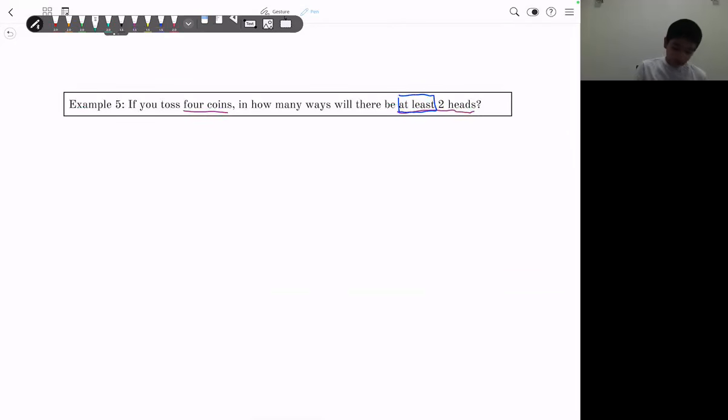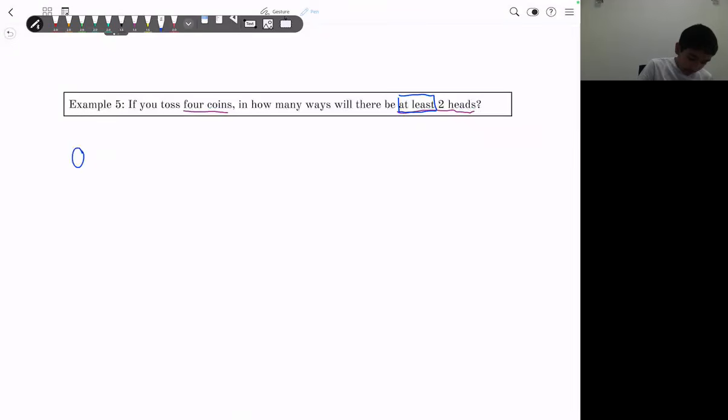So again, let's find what the complement is. So does anybody know, you can put in the chat if you want, what is the opposite of having at least 2 heads? Yeah, exactly, having 0 or 1 heads. So let's count the number of ways to have 0 or 1 heads. And again, we could have just done this by direct casework, finding the number of ways that we can have 2, 3, or 4 heads, but that's harder. So let's find the number of ways where we have 0 or 1 heads.